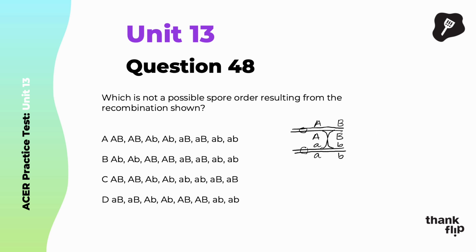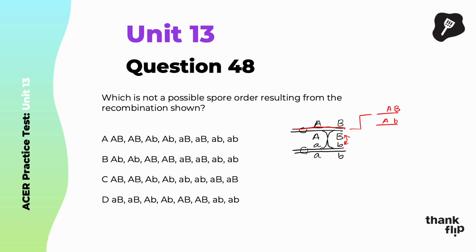In question 48, we're given a recombination event, and we're being asked which of the following is not a possible spore order that's resulting from that recombination. So I've drawn that recombination event, and now we have to draw out the chromosomes that are going to result from this. And so what we're going to get here is this here. So that's going to be the same. You're just going to have A, B. Then, because these have swapped, you're going to have capital A, lowercase b.